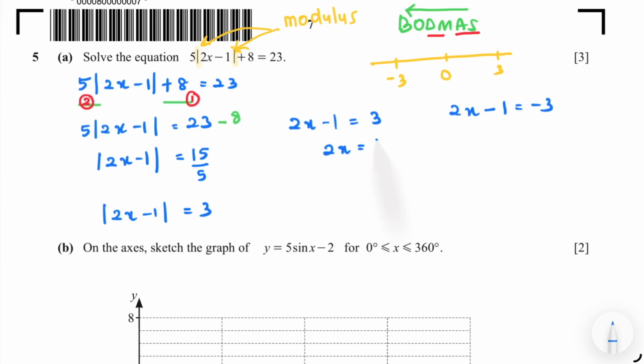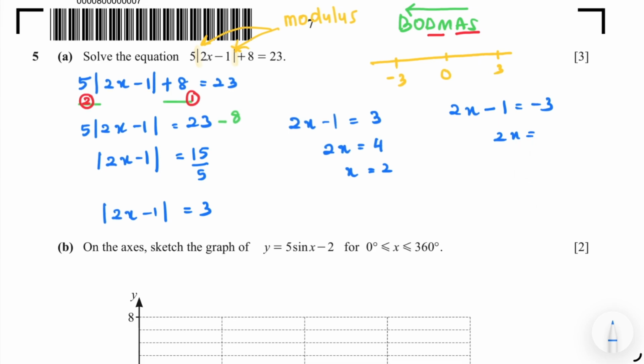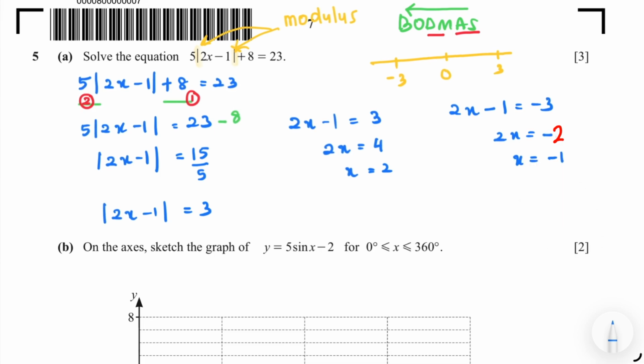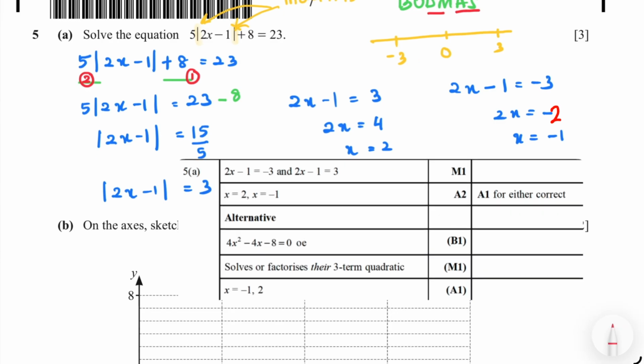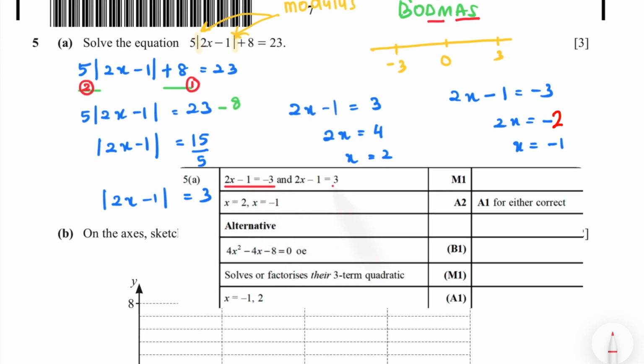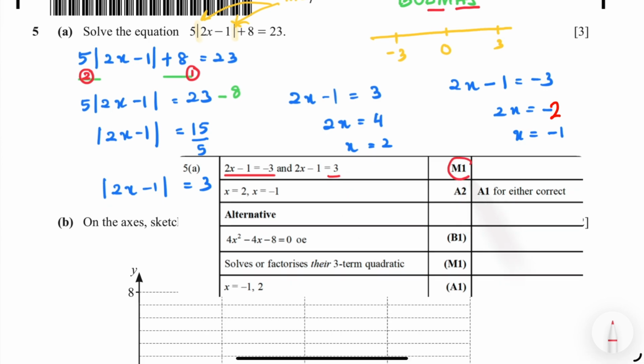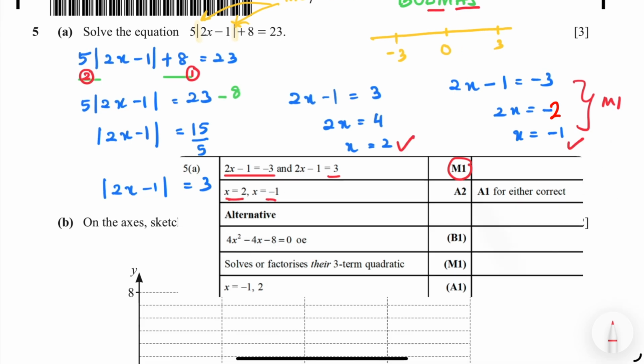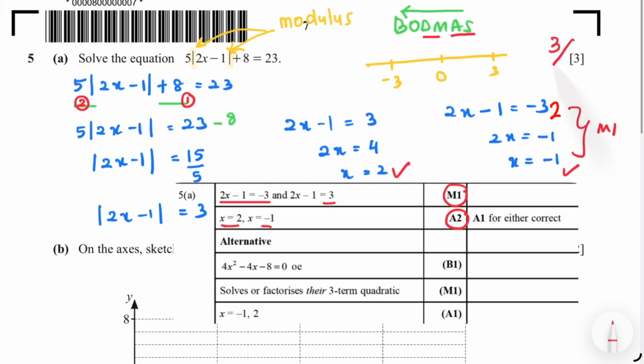2x equals 3 plus 1, that is 4, so x equals 2. 2x equals minus 3 plus 1, which is minus 2, and x is equal to minus 1. Now, modulus means distance and distance can happen on both sides of 0. Let's bring in the marking scheme. If we make 2x - 1 equal to negative 3 and positive 3, we will get method 1 mark, that is M1. And when we get to our final answer of x equals 2 and negative 1, that is answer 2 marks. Total mark is 3 out of 3.